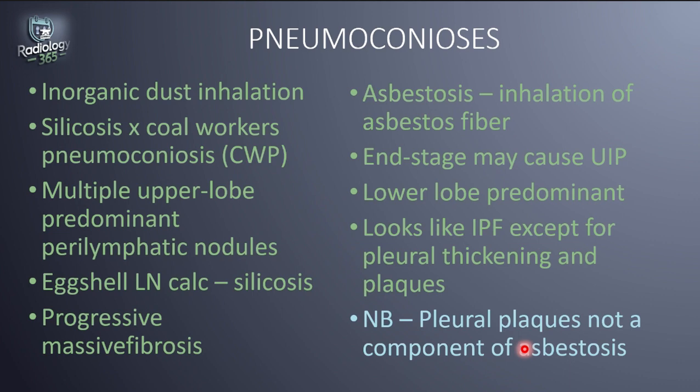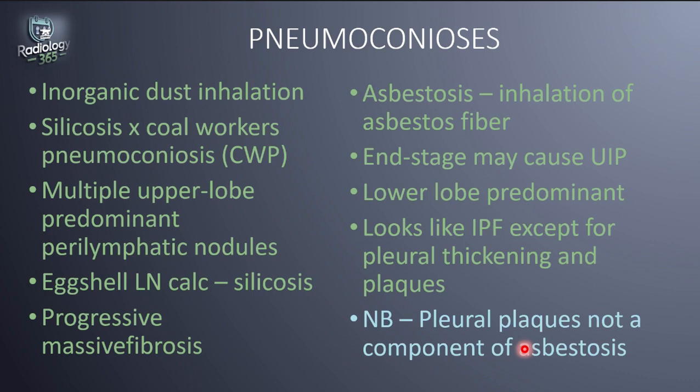The radiographic or the CT appearance and distribution of advanced asbestosis may be indistinguishable from idiopathic pulmonary fibrosis. However, an important clue seen in asbestosis is pleural thickening and pleural plaques. Yes, you would see pleural thickening and pleural plaques in asbestosis, but that doesn't mean that these pleural thickening and pleural plaques are actually a component of asbestosis.